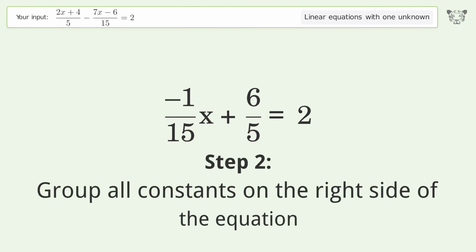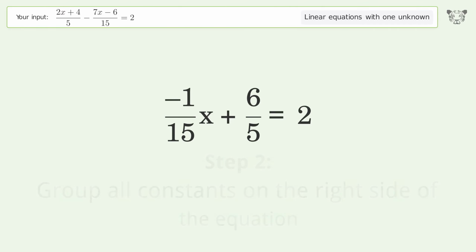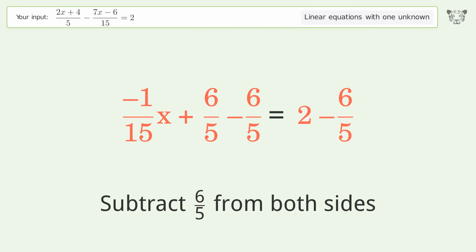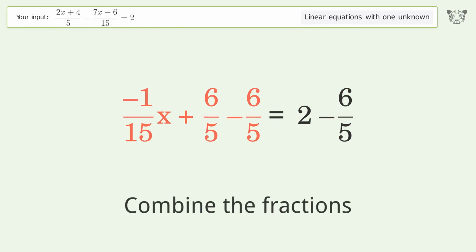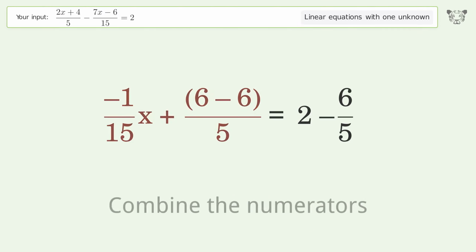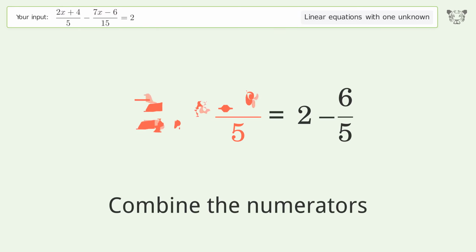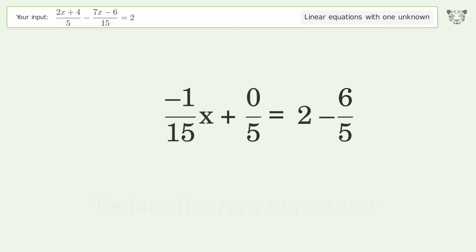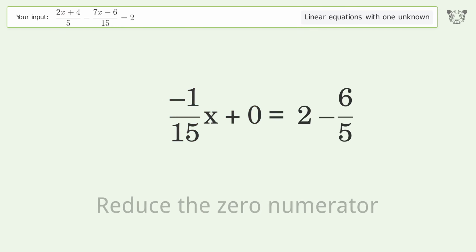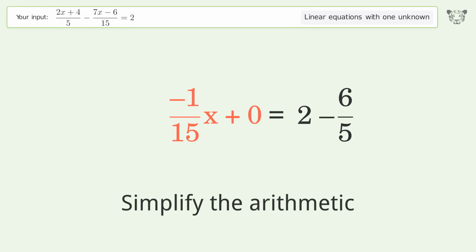Group all constants on the right side of the equation. Subtract 6/5 from both sides. Combine the fractions. Combine the numerators. Reduce the zero numerator. Simplify the arithmetic.